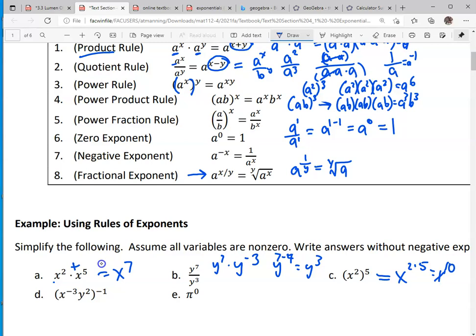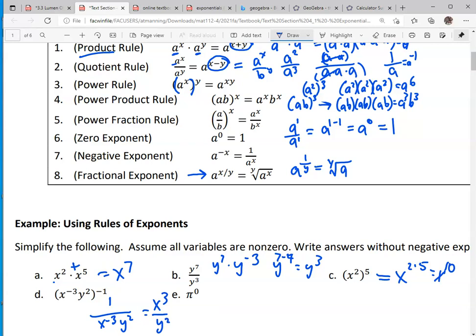Now, it gets a little more complicated here. Let's do the inside first. Don't even worry about that negative 1 yet. x to the minus 3 y squared. Well, they're two different numbers, so I can't simplify this anymore. But I know the negative 1 means all of this goes underneath the 1: 1 over x to the negative 3 times y squared. I can see that 1 over x to the negative 3 is the same as x to the 3rd over y squared.